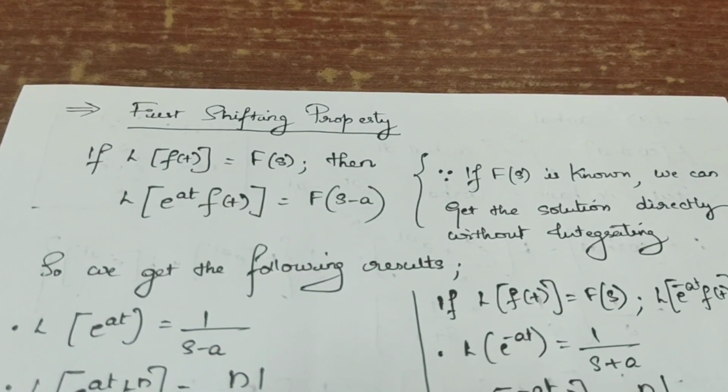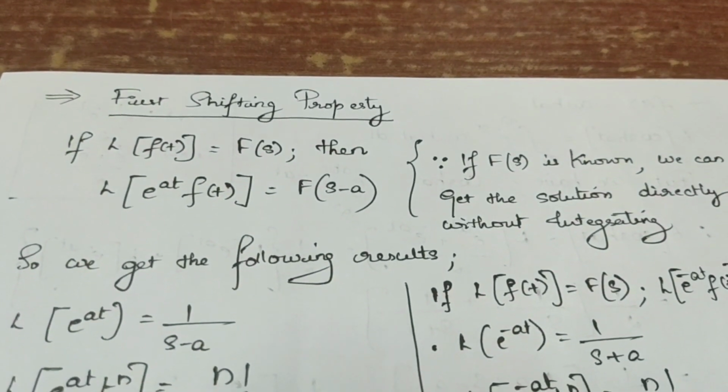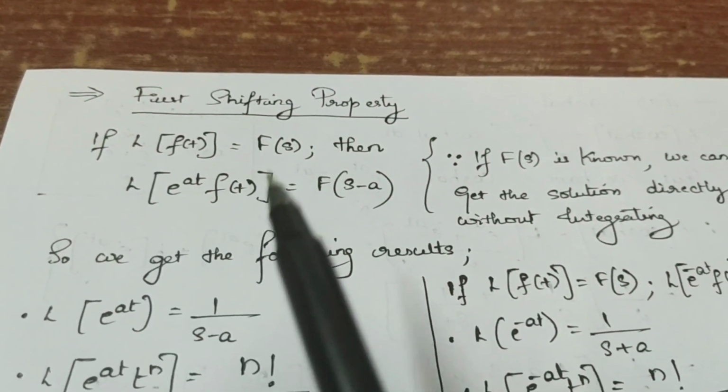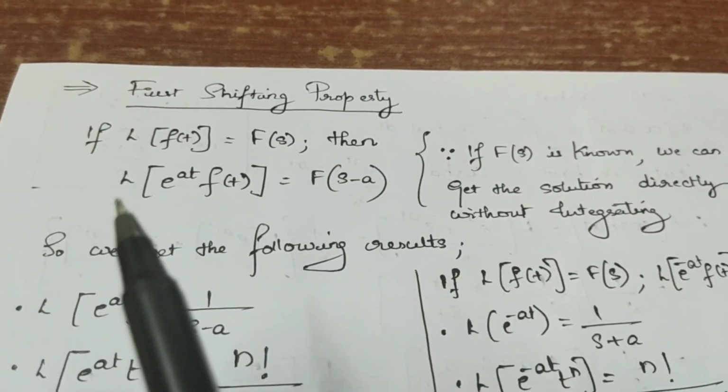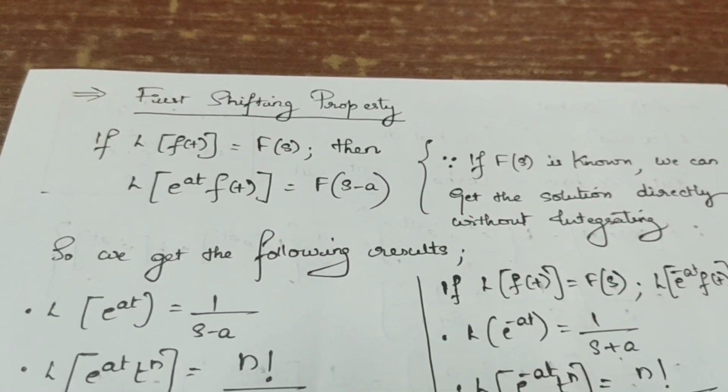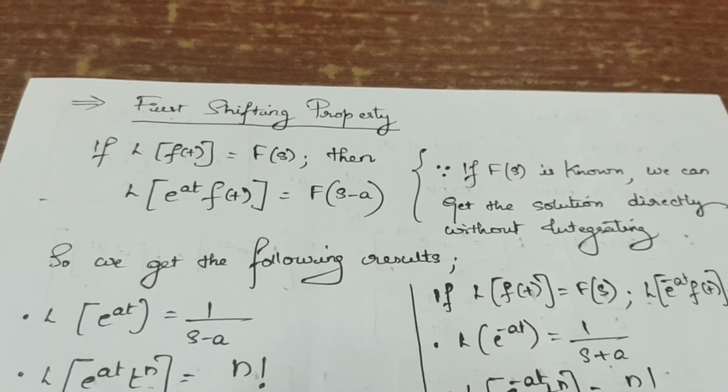Let's move on to the next property, that is the first shifting property. It states that if Laplace of f of t equal to F of s, then Laplace of e raised to at f of t equal to F of s minus a. Now what is the advantage of using such a property?